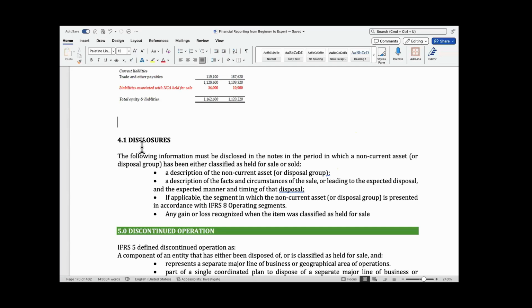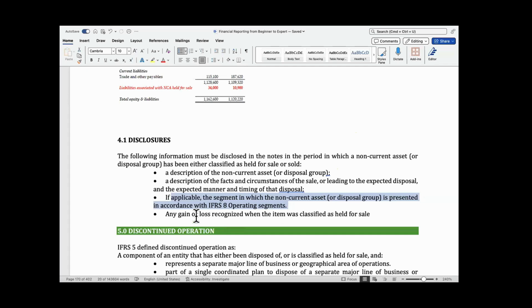And finally, is disclosure. So when you classify an asset held for sale, you need to tell us the nature of the asset, the description, which asset you are selling, in the notes. You need to tell us why. Why are you selling an asset that you were using before? You need to also tell us, if that asset belongs to a segment or a branch of your business, which segment. That's if it's applicable to you, if you have segments.